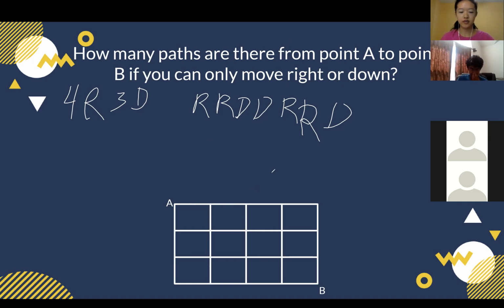So in fact, since every sequence from A to B consists of 4 rights and 3 downs, our problem has now become a matter of finding the total number of ways to arrange these letters, 4 R's and 3 D's. I think you guys can do the rest, right? How do you arrange 4 R's and 3 D's? You guys know how to do this. We've been over this so many times. Everybody here should be able to do this. Remember, there's repeated letters. How do you arrange 4 R's and 3 D's?